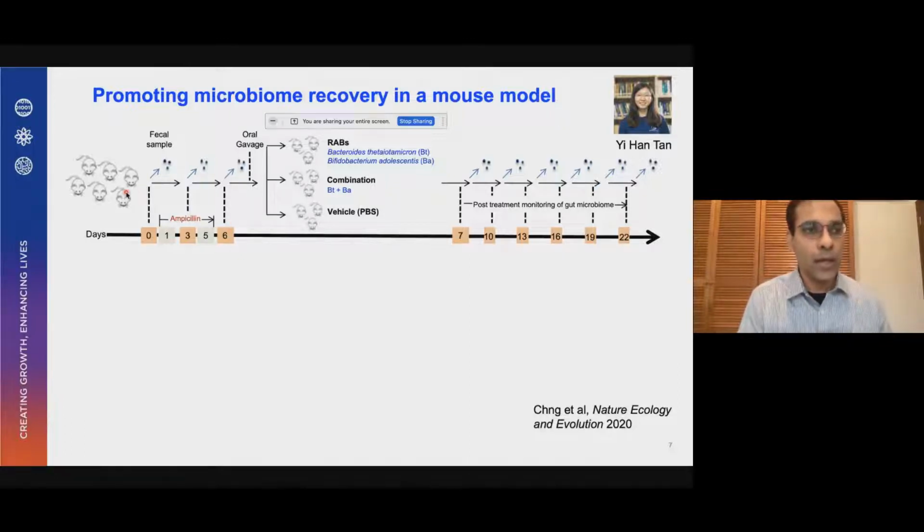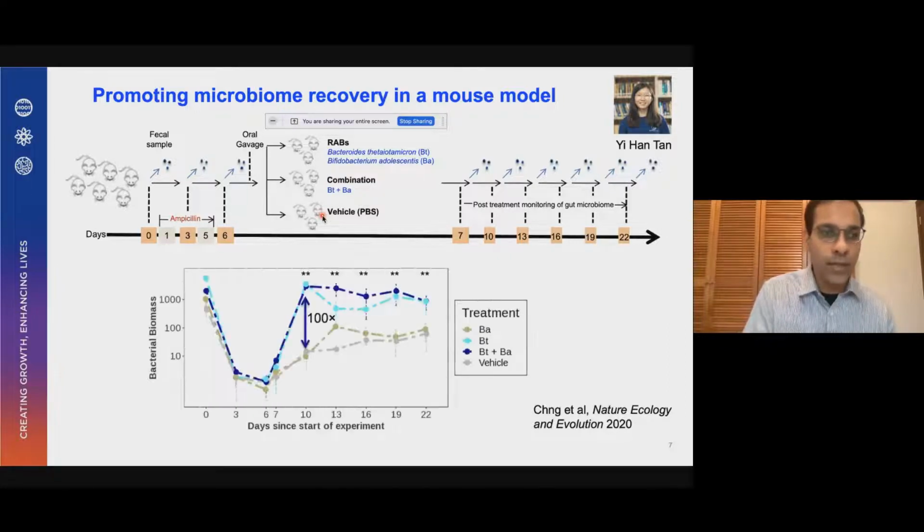So we had a mouse model where we gave the mice antibiotics for several days, and then gavaged them with specific probiotic species that we identified. So Bacteroides thetaiotaomicron as well as Bifidobacterium adolescentis are these recovery-associated bacteria that we identified with this association analysis. And we also tried a combination to see if the synergy works and compared them with just a PBS vehicle control.